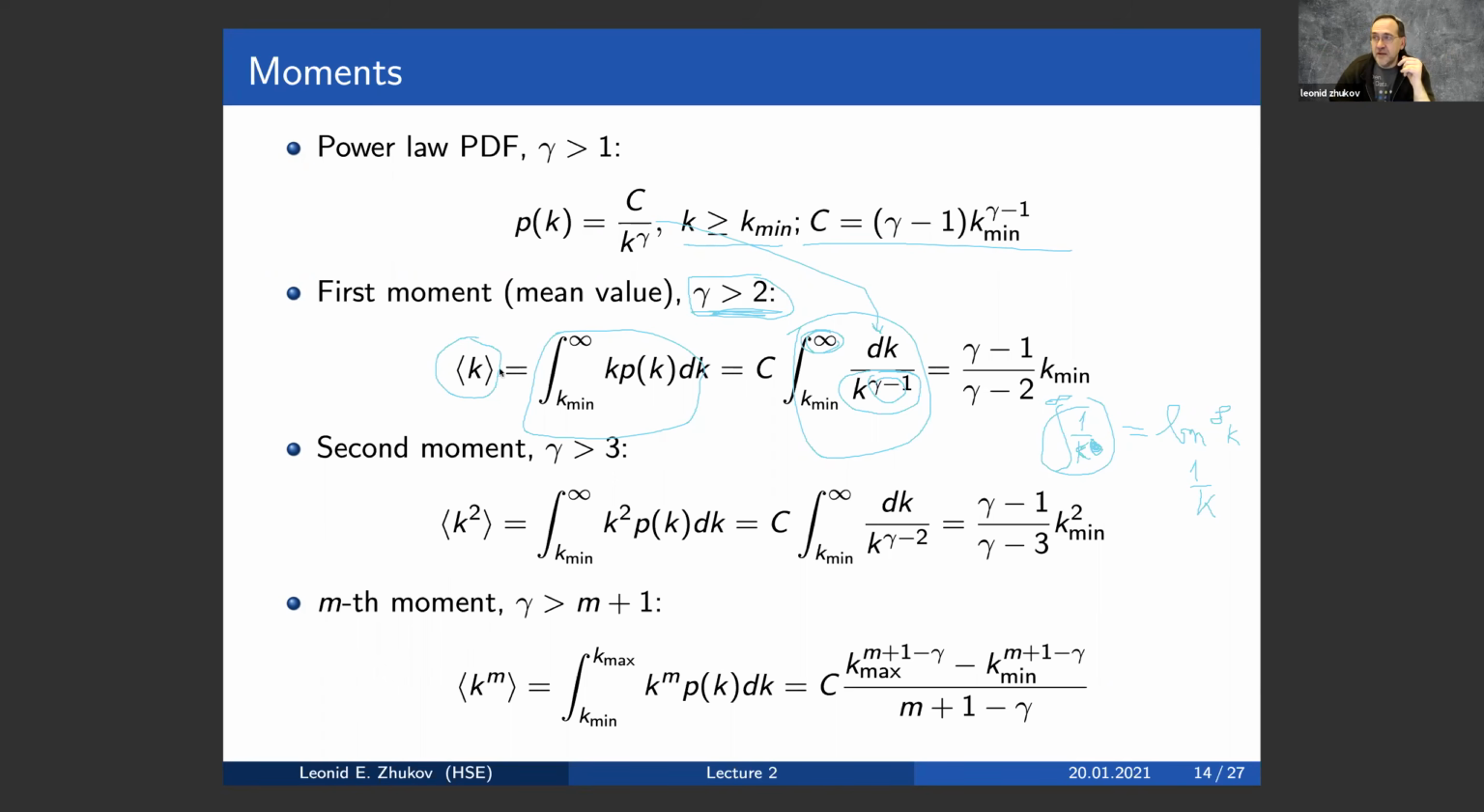But before going there, let's look at the second moment. And the second moment, why do we need the second moment? Well, because if I want to look for the standard deviation, then it is the difference between the squared first moment and the second moment, right? And if you just follow the same logic as we did before, and we look at this integral, for this integral to converge, gamma actually has to be greater than 3.